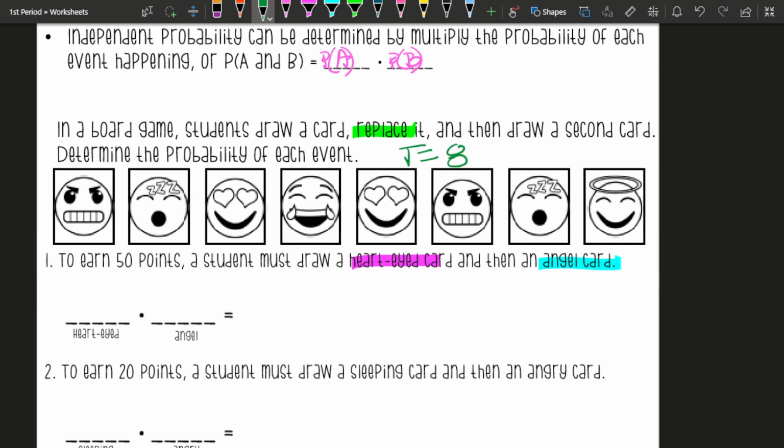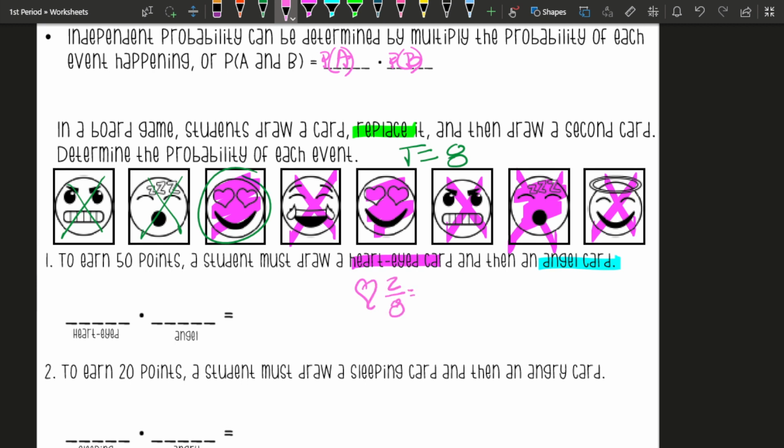8. So my total is 8. So let's look at how many are heart eye. Is the first one heart? No. Second one? Third one? Yes. Right here. What about the fourth one? No. Next one? Yes. The next one? No. Next one? No. And the last one? No. So how many do we have? 2. So for the heart, we have 2 out of 8.